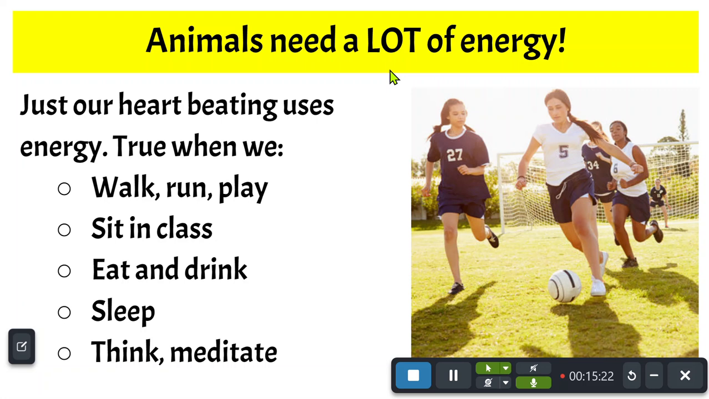Animals need a lot of energy. Just having our heartbeat uses energy. We walk, we run, we play, we sit around in class and use muscles to do that. When we eat and drink, even though we're getting more nutrients and hopefully putting more energy into our bodies, we actually need to use energy to process the food and drink that we take in. When we sleep, we are using energy. When we think, when we meditate, all of these things require energy.